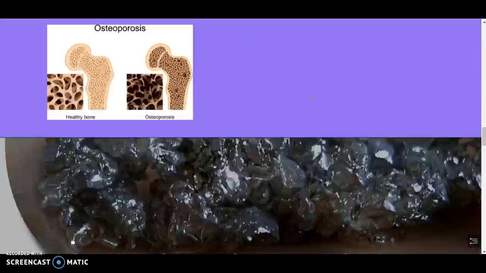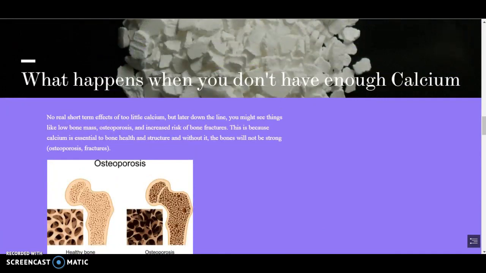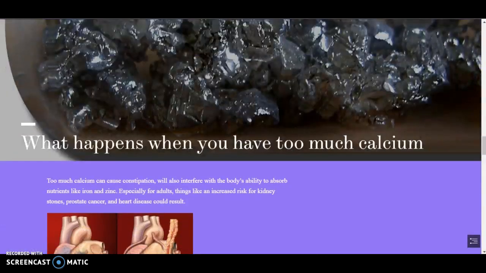And here's a diagram of osteoporosis, and as you can see, with osteoporosis, the bone hollows out. This is because of a lack of calcium, which strengthens the bone and structure.